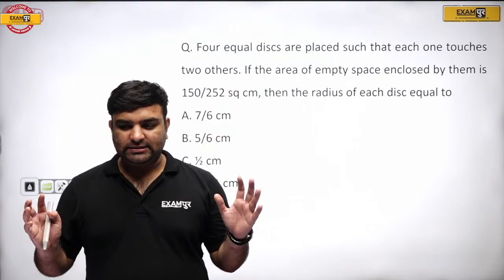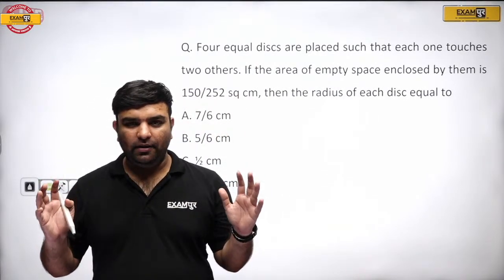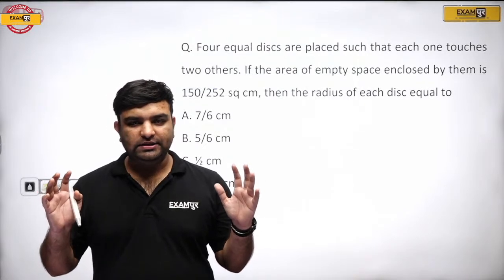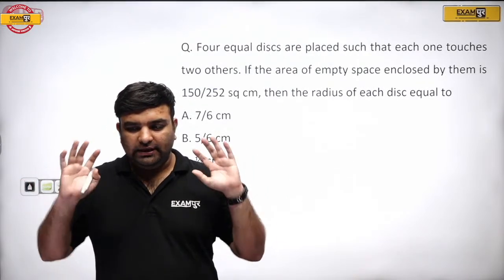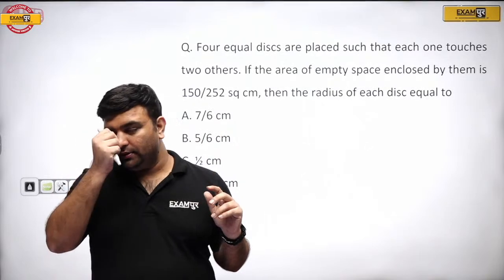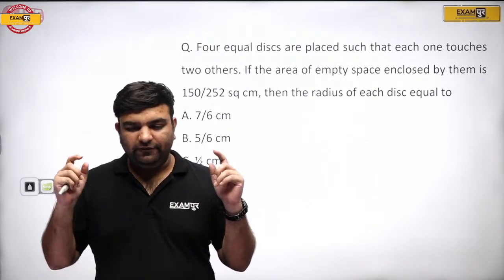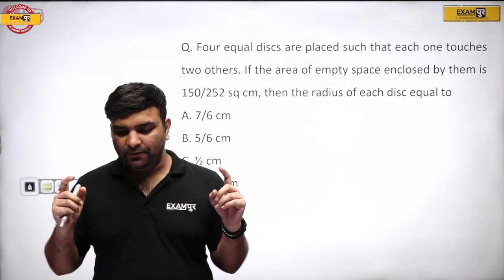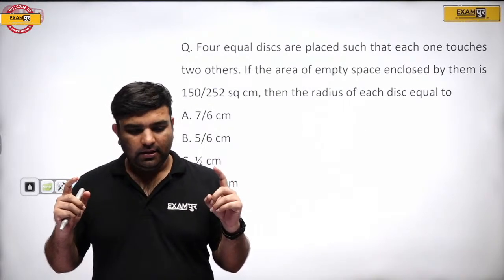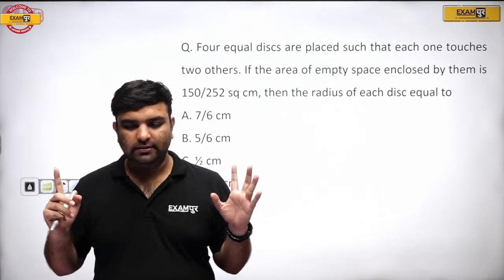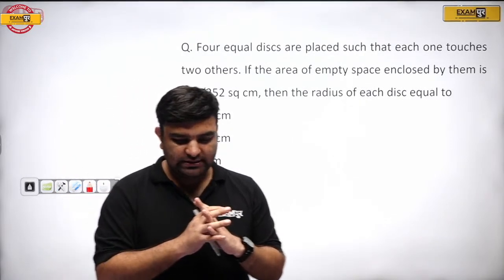Four equal discs are placed in such a manner that each one touches the two others. If the area of the empty space between them is given, what is the radius of each disc?